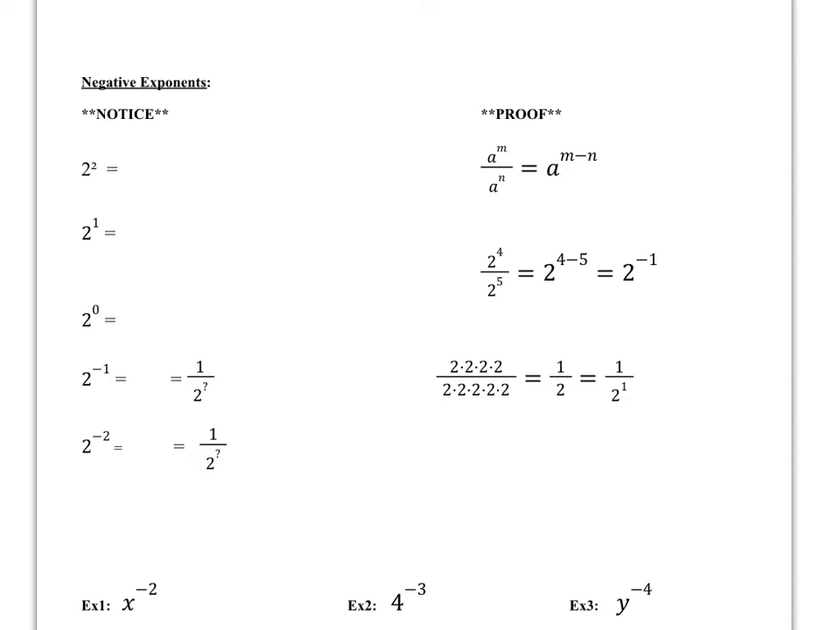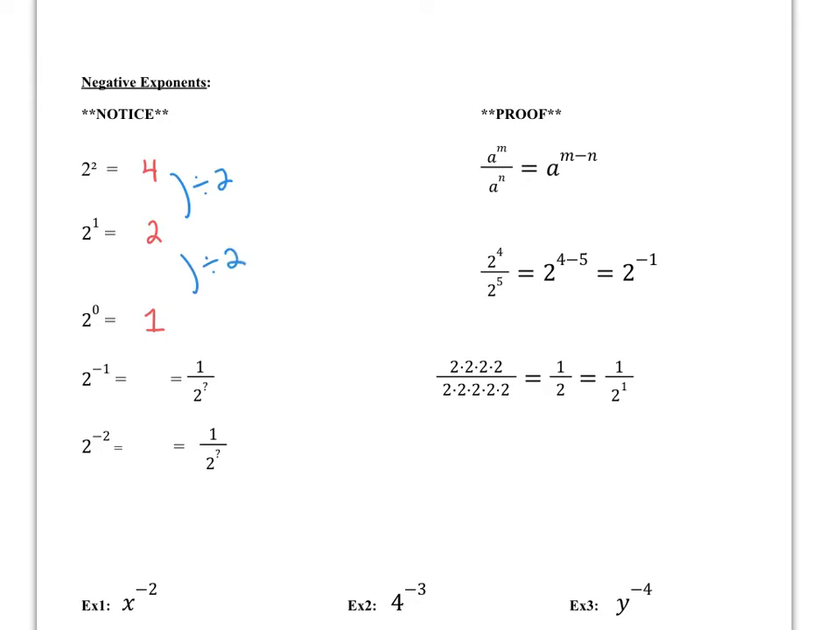So we'll start the pattern again, we just won't start quite as high. So 2 to the 2nd is 4, 2 to the 1st is 2, 2 to the 0 we just learned is 1. So again, our exponents are decreasing by 1 each time. 2, 1, 0. So logically, our next exponent would be negative 1, followed by negative 2. Again, I can see that to get from each number, I'm dividing by 2.